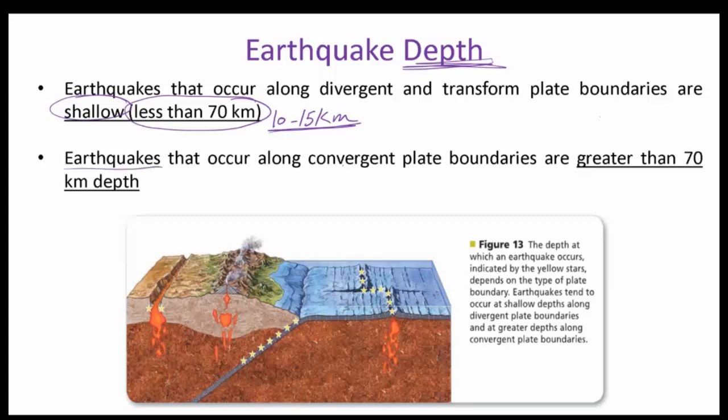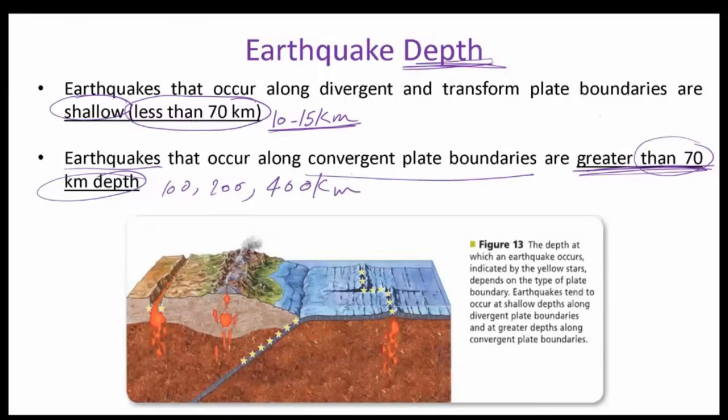If the earthquake occurs at a convergent plate boundary, like a subduction zone, for example, in this case, it has a great depth more than 70 kilometers. Sometimes 100 kilometers, 200 kilometers, 400 kilometers under the ground. So these earthquakes might happen in the lower part of the crust or in the next layer under the crust, which is the upper part of the mantle.